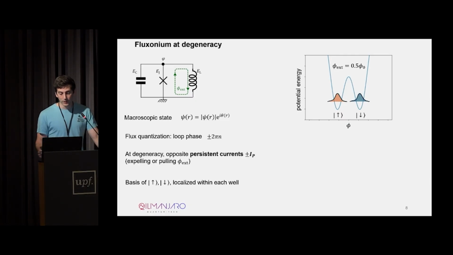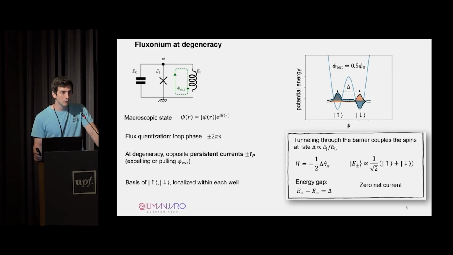But of course, as you can see in this potential, these two states are coupled together by this tunnel barrier, because the barrier is not infinitely large. So you have a finite tunnel rate, which is typically labeled delta. And delta, this tunnel rate, is proportional to the ratio between the Josephson energy and inductive energy. And this tunneling, of course, couples the spin-up and spin-down states.